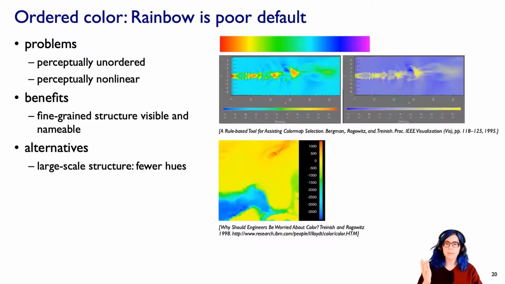So let's compare a different color map for that same data set on the top. And when we just have two hues going from purple through gray into yellow, we're seeing a really different sense of this data set. We are much more able to focus on large scale structure. So it's harder to focus on fine grain, but it's easier to focus on large scale. That is then a choice of the designer.